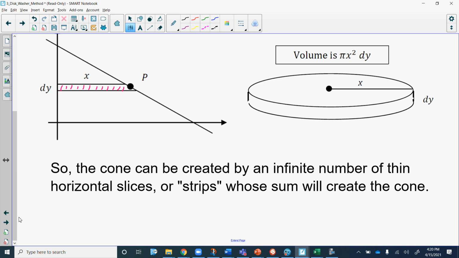So what we're going to be doing, again, is taking an infinite number of those little rectangular strips where delta y is going to be very, very small, the change in y.